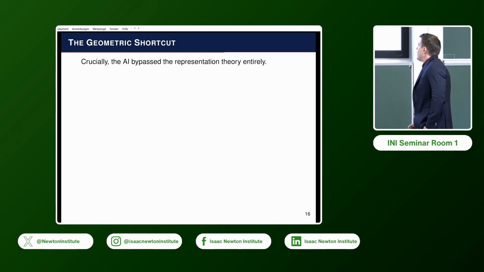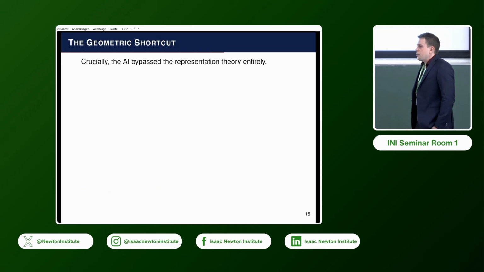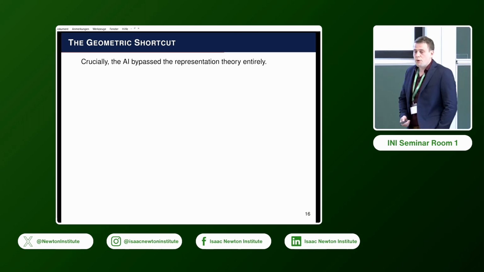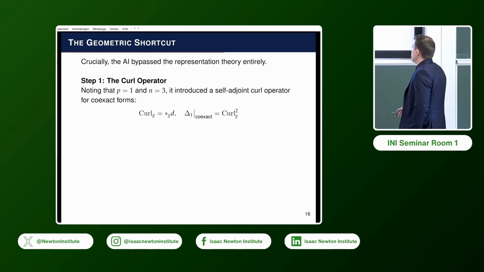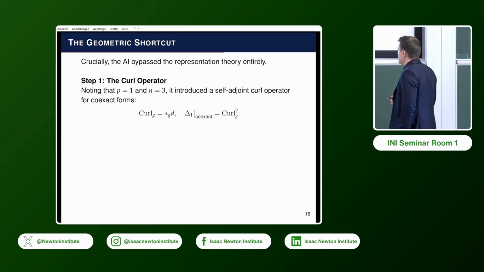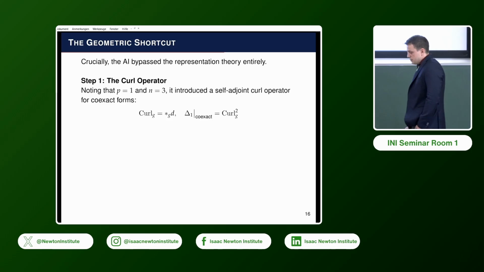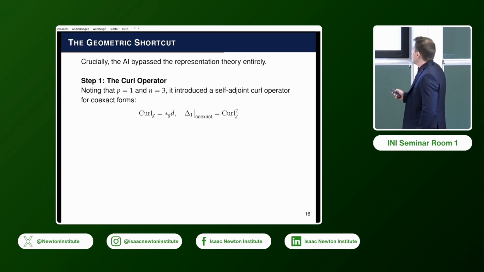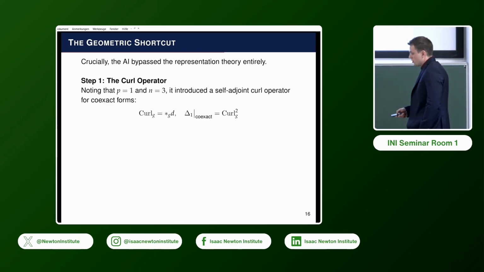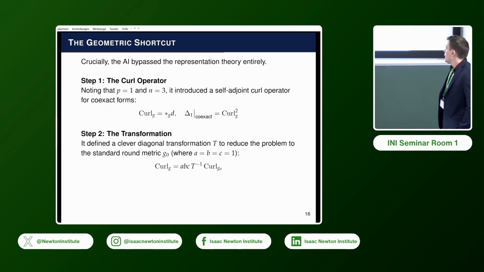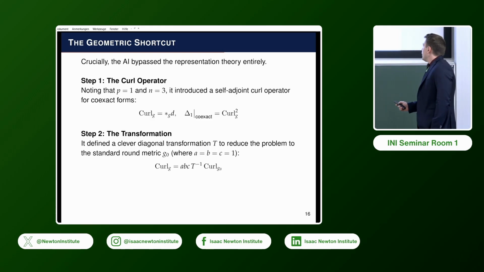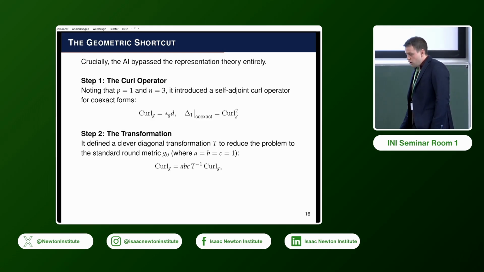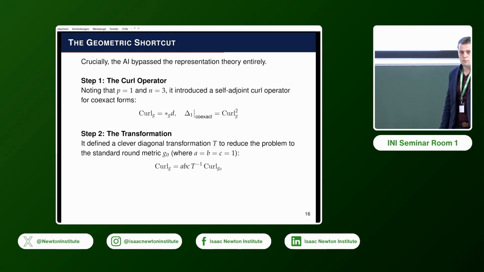Okay, so what did the AI do? It did not follow our representation-theoretical approach, but first it defined the curl operator. In this specific situation, considering one-forms in dimension 3, the curl is a self-adjoint operator, and it squares on coexact forms to the Hodge-Laplacian. And then it found a nice diagonal transformation G to relate the curl operator of the round metric to the curl operator of the homogeneous metric.